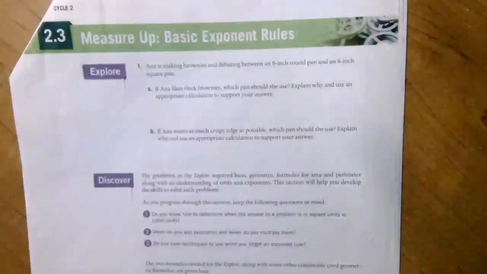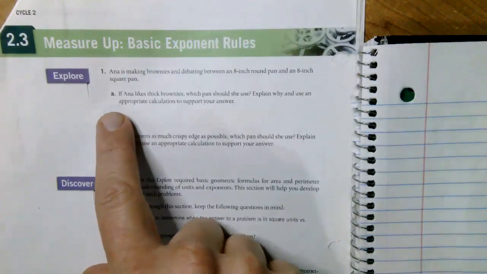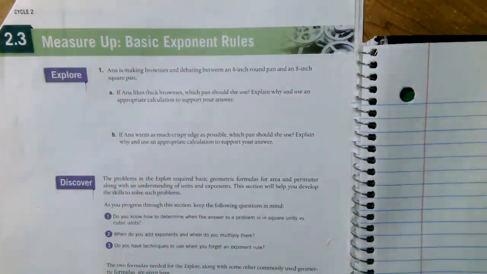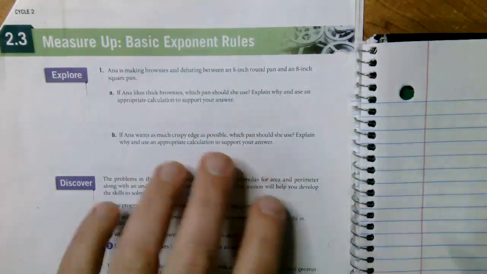Okay, so let's check out this Explorer for starters. You've got Anna, she's making brownies and debating between an 8-inch round pan or an 8-inch square pan. She's not sure which one to use. If Anna likes thick brownies, which pan should she use? Explain why and use an appropriate calculation to support your answer. And then later we'll do part B.